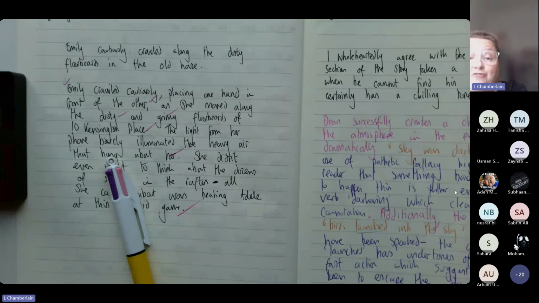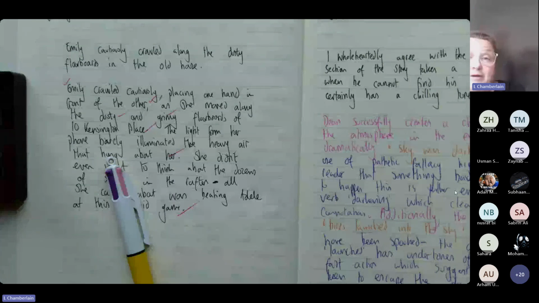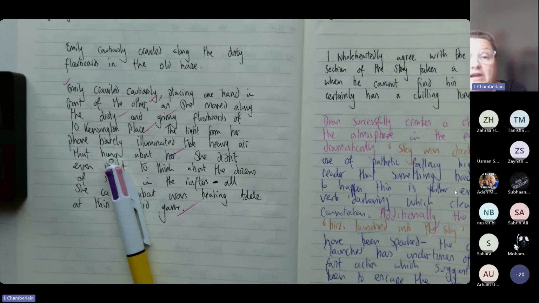Make sure you get a really decent night's sleep, okay? Being well rested is going to be incredibly important for you when it comes to sitting this exam tomorrow. So I wish you all the very best of luck for tomorrow, guys. I hope this has been useful.